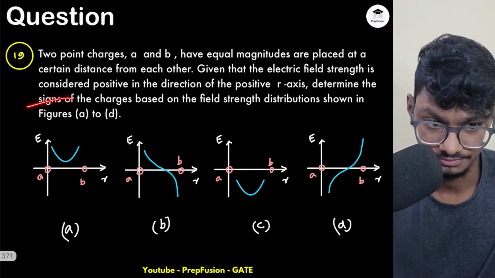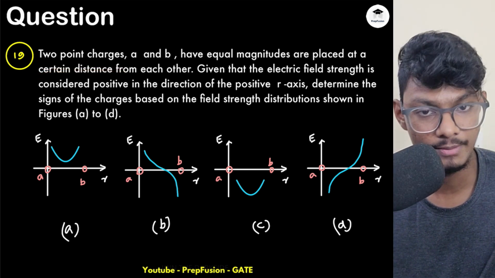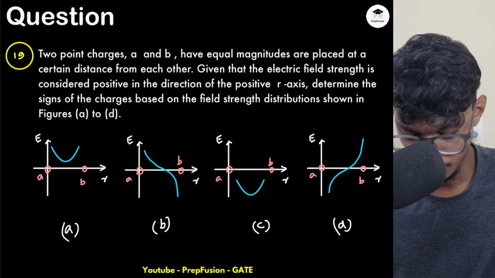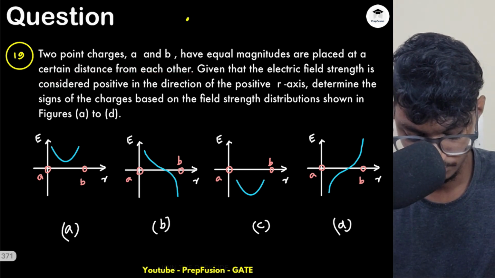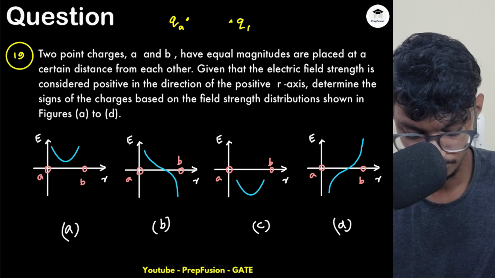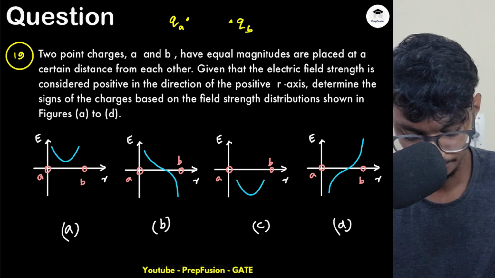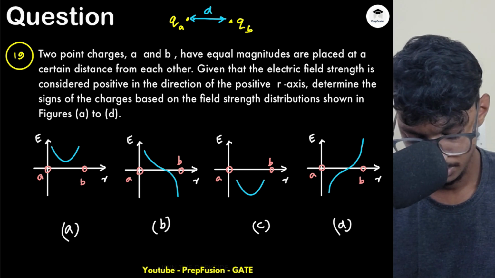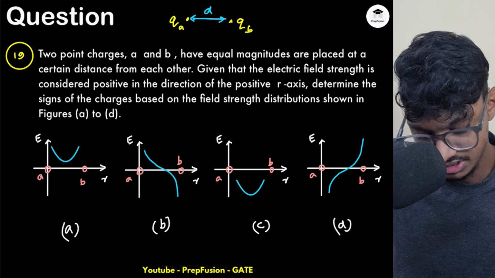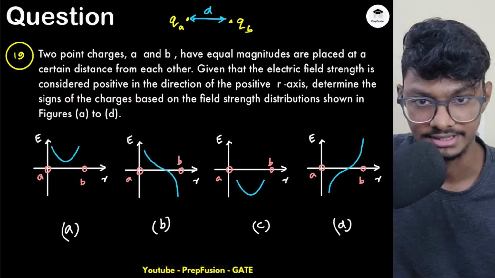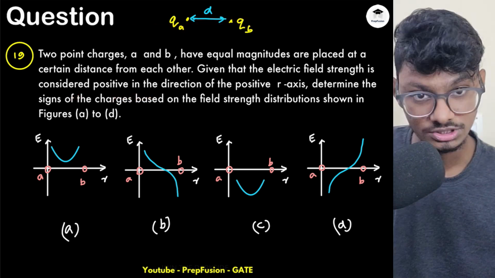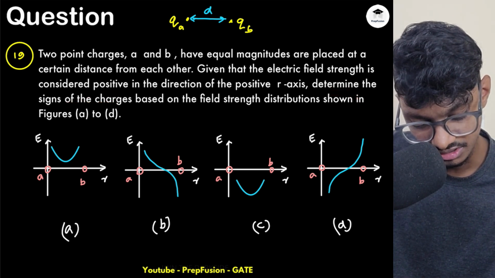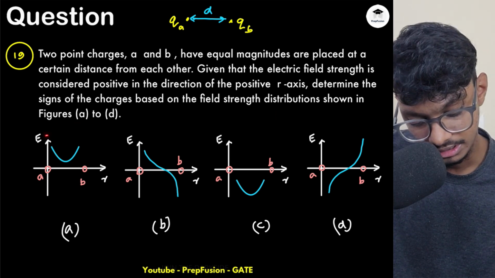Let's move on to the next question. Here 2 point charges A and B have equal magnitudes and are placed at a certain distance from each other. So 2 point charges A and B, QA, QB, and their distance is some d, right? Given that the electric field strength is considered positive in the direction of the positive r axis, basically on the line joining them, determine the signs of the charges based on the field strength distributions shown in the figures A to B.